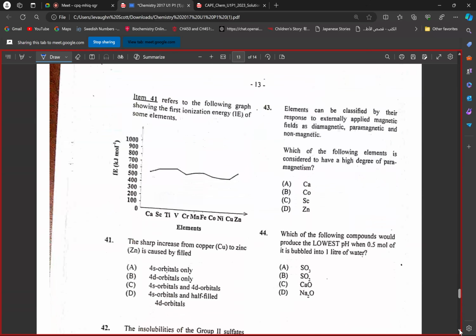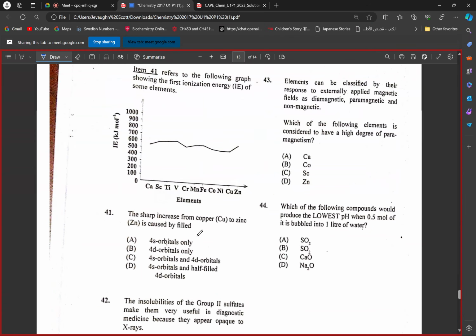Alright. Moving on, the sharp increase from copper to zinc is caused by filled what? S and D orbitals, right? Because from copper we go to zinc. Zinc is filled, right? Is C the answer? Is it caused by the d orbitals only? I mean, in copper and zinc, the s orbitals are already filled. So I think it would be the d orbitals only, right?